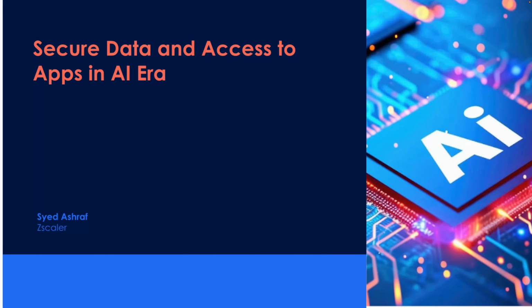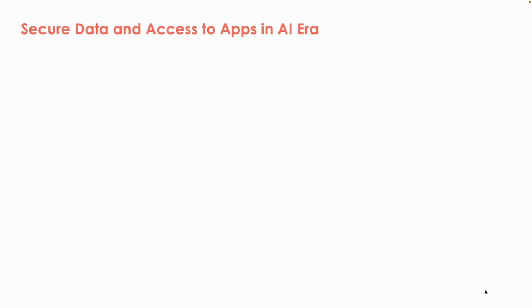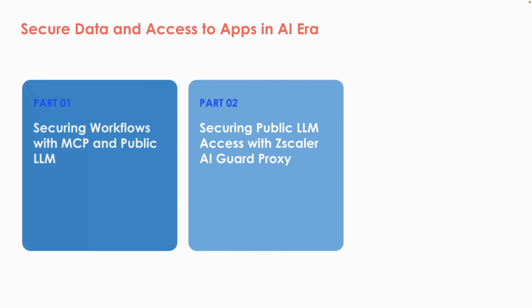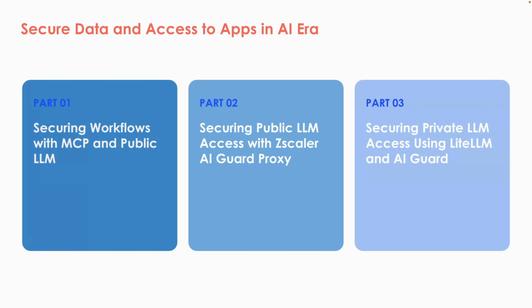Hello everyone. In this series, I'll walk through how enterprises can secure modern AI-driven workflows across both public and private LLM environments. We'll cover this in 3 parts. Part 1 focuses on securing workflows using MCP with public LLM, where I'll demo MCP client-server communication using Gemini. Part 2 explores how Zscaler AI Guardrail protects interaction between AI agent and public LLM by enforcing prompt and response detectors. And in Part 3, you will see how Zscaler AI Guard extends the same protection to private LLMs, using LiteLLM as proxy layer between the agent and the private model.